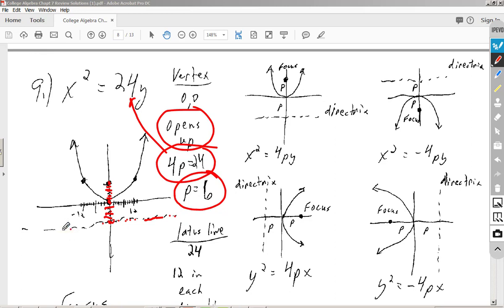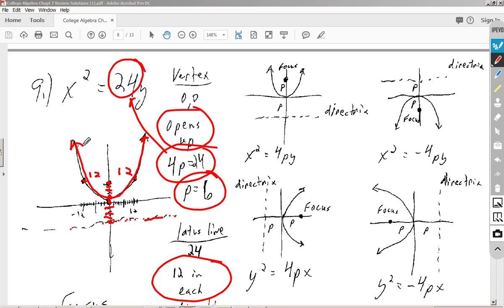So you can notice that your latus rectum is going to be a total of 24. So since your latus rectum is a total of 24, that means that I'm going to move 12 in each direction. So from my focus, I'm going to move 12 to reach the edge of my parabola. So now that I've done that, I can go ahead and draw my parabola.